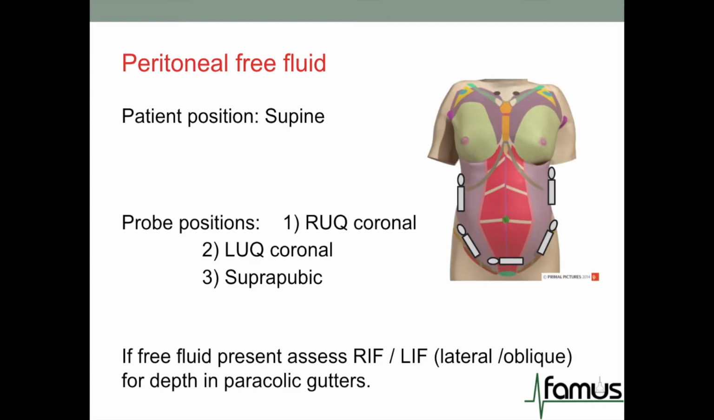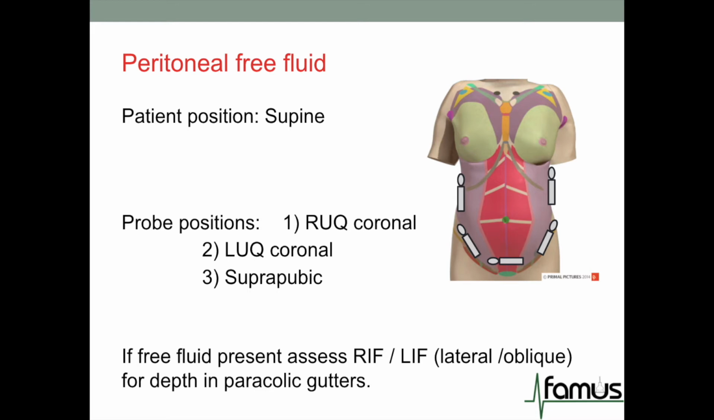So how do we approach the patient where we suspect the presence of intraperitoneal fluid? We will put the patient supine. We will use the curvilinear probe, the 3.5 MHz probe, in order to explore deep structures. We know that with the curvilinear probe we will have good penetration at the expense of a poorer resolution.